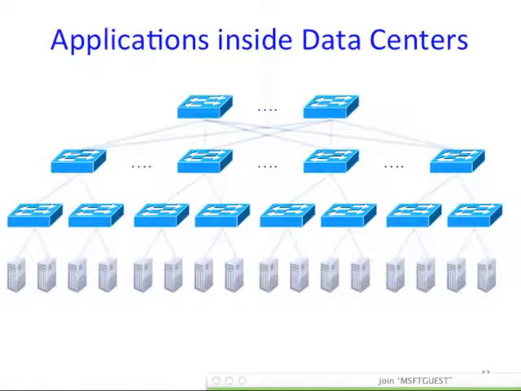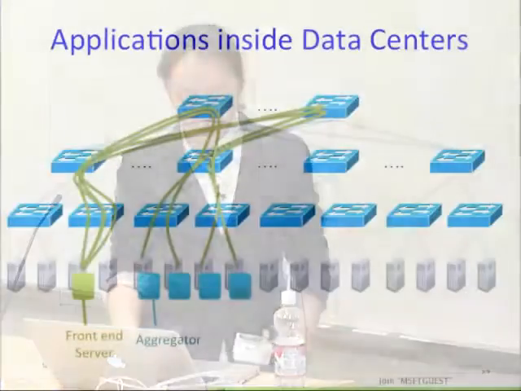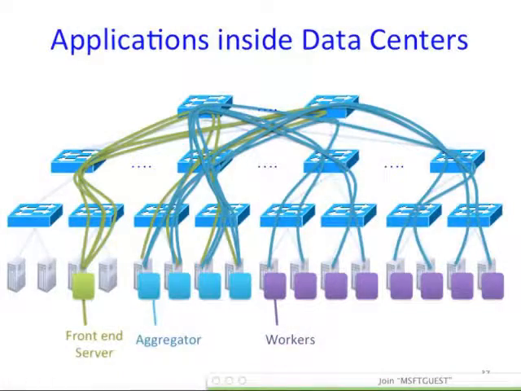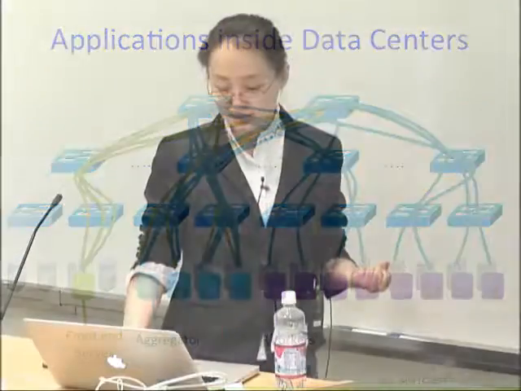So if we look at the search application in the data centers, a packet arrives at the front-end server. This front-end server actually distributes the request, layer by layer, to a group of workers. And these workers will generate responses, and these responses are aggregated layer by layer back to the front-end server. So we can see that with just a single request from a single search application, it's already a lot of traffic in the data centers.